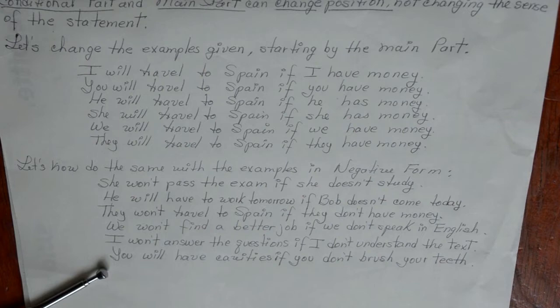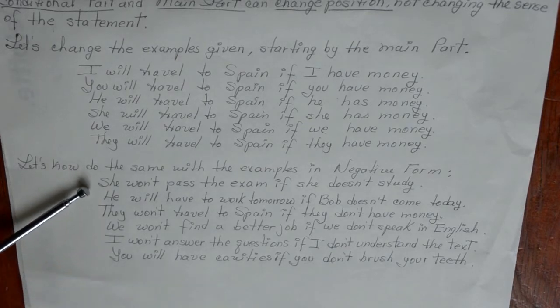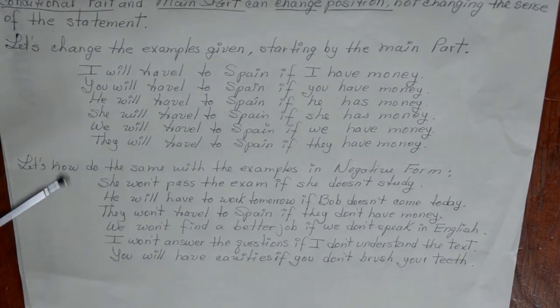You will have cavities if you don't brush your teeth. As you see, it's very simple to form affirmative or negative statements, conserving the structure as we saw at the beginning.